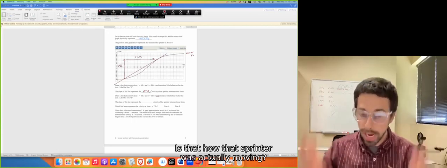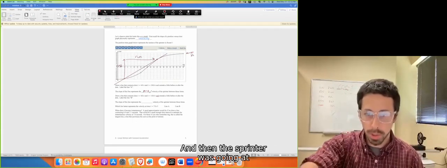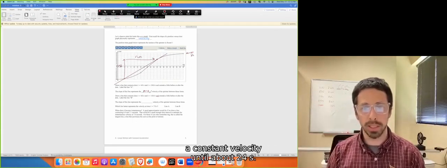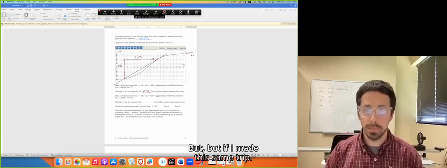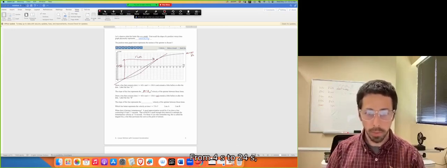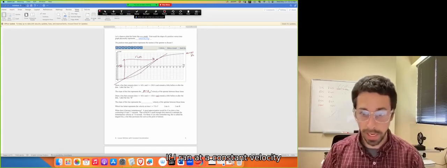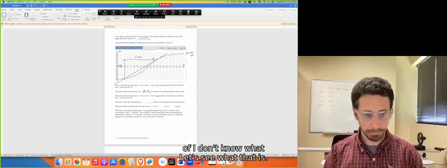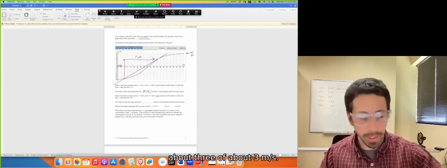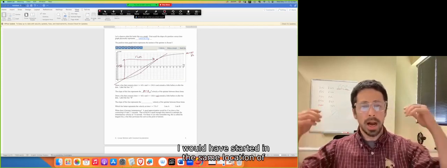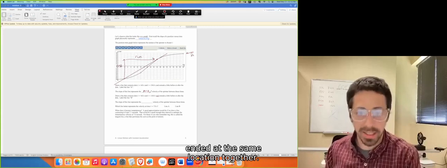Is that how that sprinter was actually moving? No. The sprinter was speeding up a little bit until about 14 seconds, and then the sprinter was going at a constant velocity until about 24 seconds. Velocity was changing, then it was constant, but if I made this same trip from 4 seconds to 24 seconds, from about negative 50 meters to 25 meters, if I ran at a constant velocity of, let's see what that is, that'd be like 75 divided by 24, about 3 meters per second, I would have started in the same location of the sprinter, and we would have ended at the same location together.